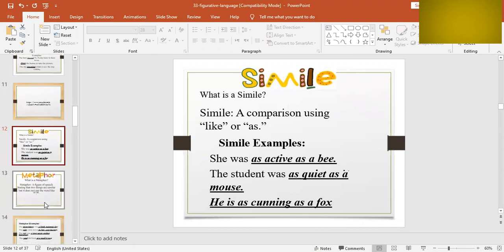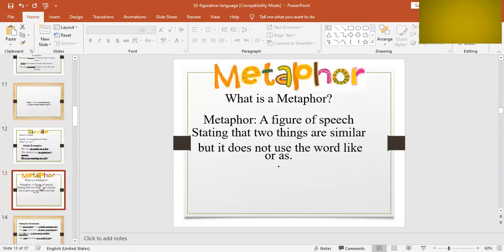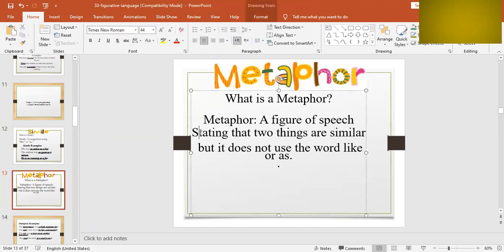Okay. Now, metaphor is a kind of simile, but it's stronger. It gives a stronger meaning because you don't use the words like or as. What is metaphor? Metaphor is a figure of speech stating that two things are similar, but it does not use the words like or as. Okay?